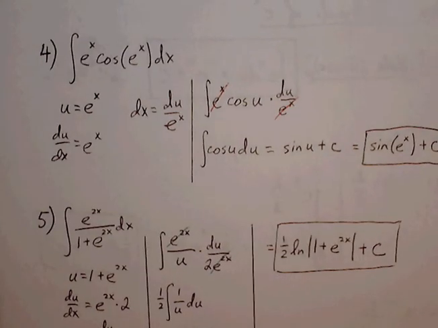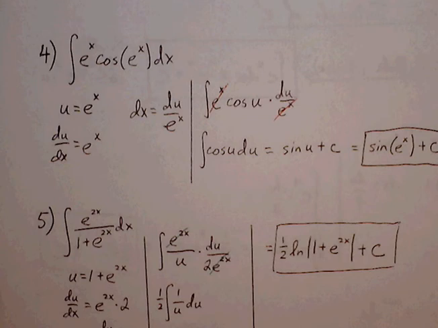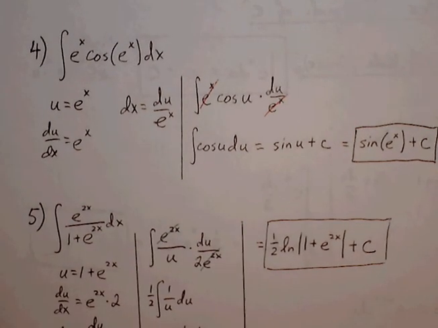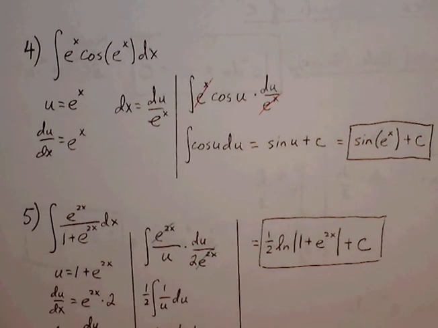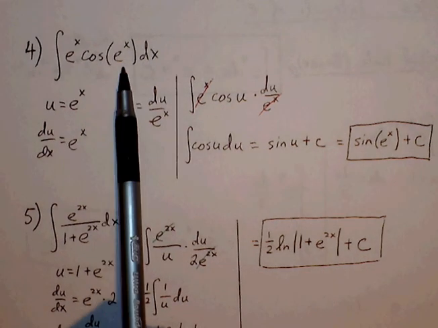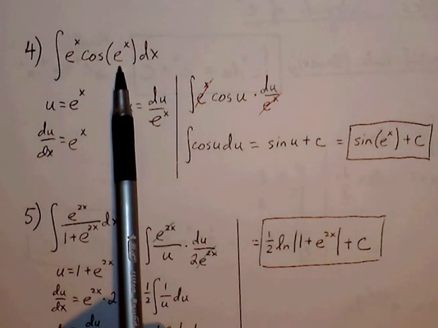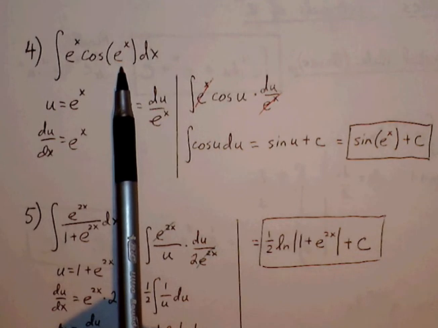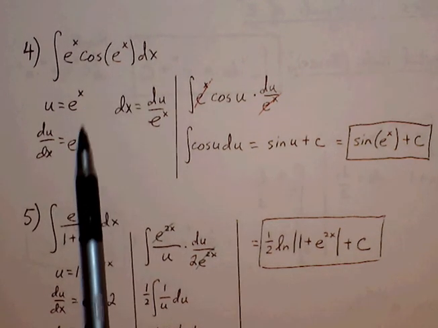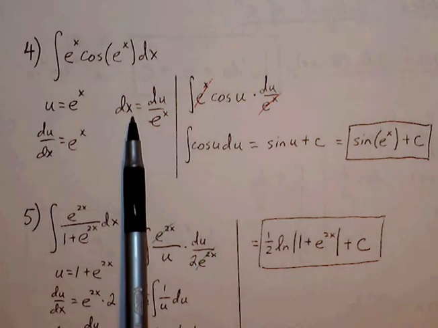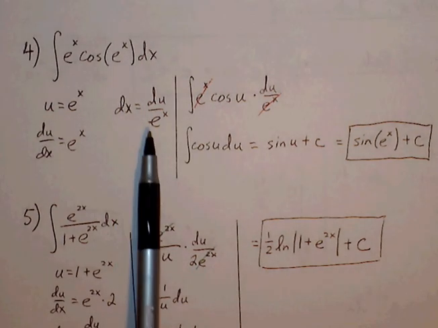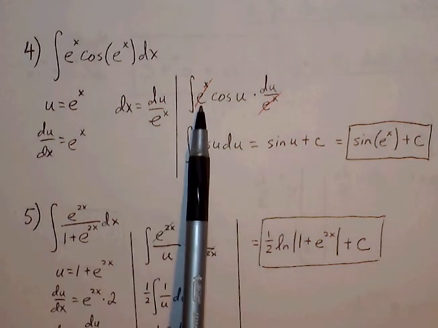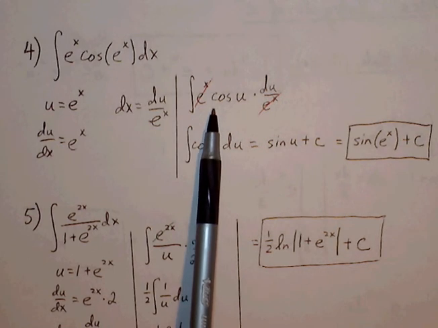Okay, so number 4, we have the integral of e to the x cosine of e to the x. We have a rule for cosine of u du. So what if we let the u value be e to the x? If we let u be e to the x, our derivative will remain e to the x. Our dx is du over e to the x. We make our substitutions. The e to the x stays initially. We replace e to the x with u inside the cosine.